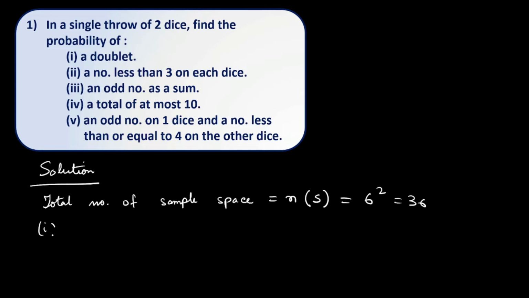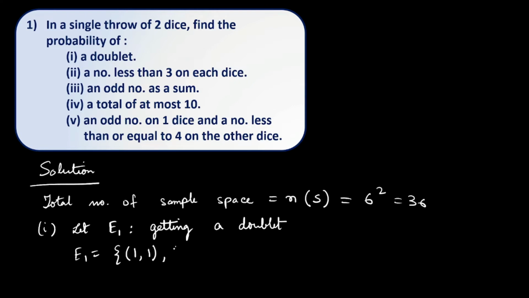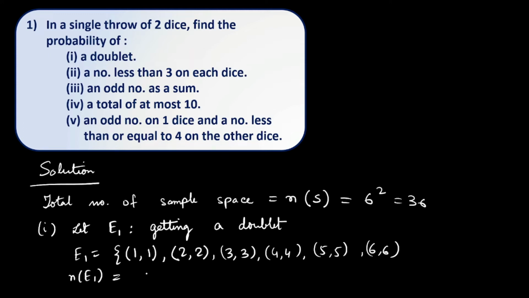Now, let us consider event E1 as getting a doublet. Doublet means you will be getting the same number in succession. So the set E1 will comprise the elements. In the first throw of the die you got 1 and in the second throw you also got 1. In the first throw of die you got 2 and in the second throw you got 2. Similarly 3, 3, 4, 4, 5, 5 and 6, 6. So the cardinality of this set E1 will be 6 since it consists of 6 elements.